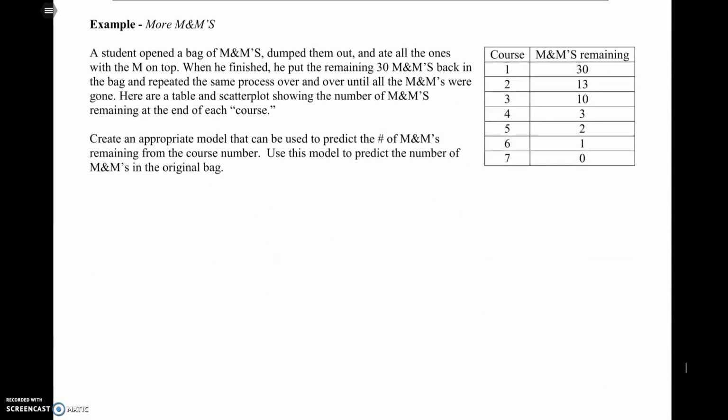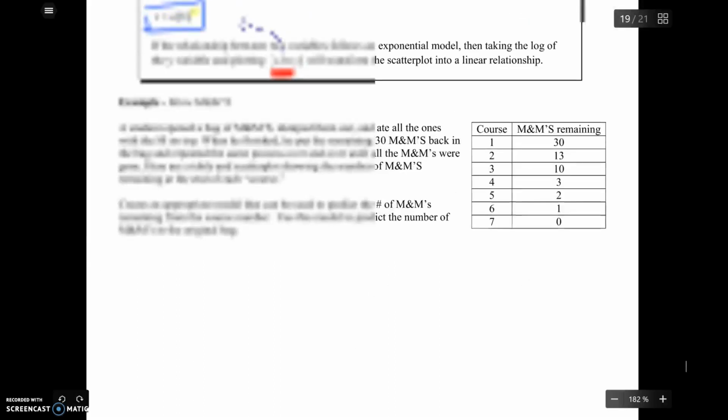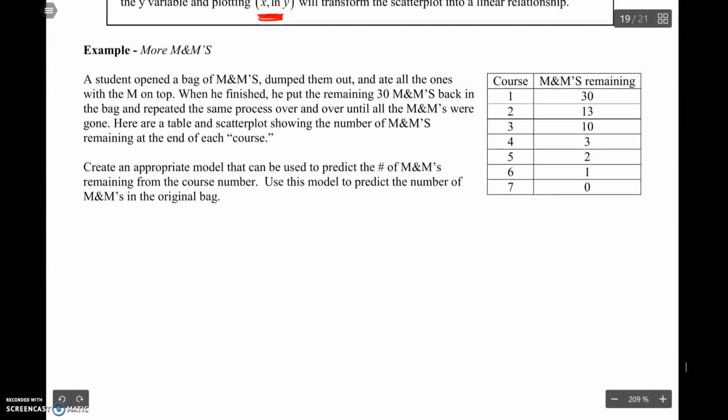So let's do some M&Ms. A student opened up a bag of M&Ms, dumped them out, and ate the ones that had the M on top. The idea is that each M&M has an M on one side and nothing on the other. So when you dump them out, you'd expect about half of them to have M's up. So they ate the ones that had the M's up, and left the ones that didn't. Then they picked up the remaining 30. So after he ate one course, there were 30 M&Ms left over.